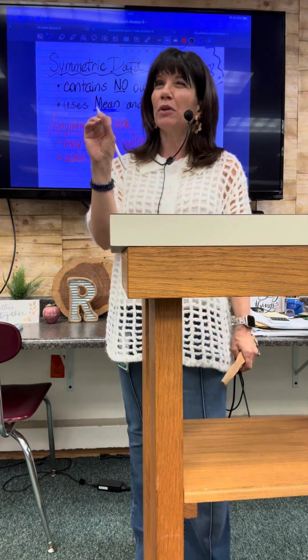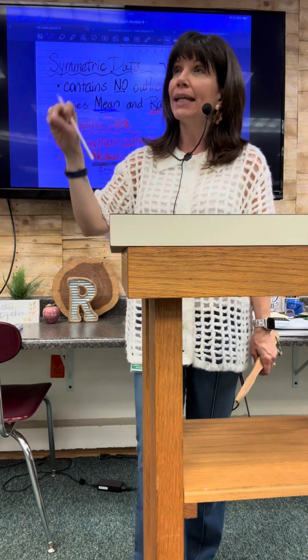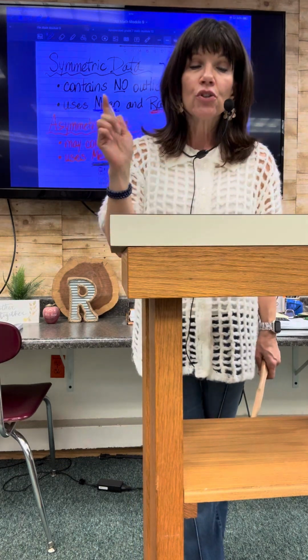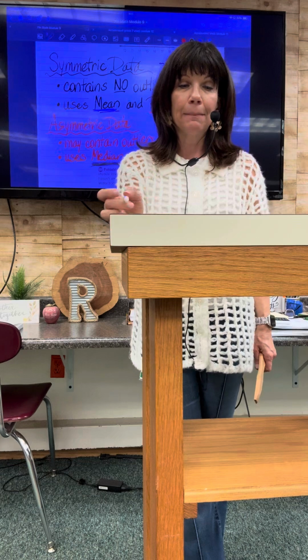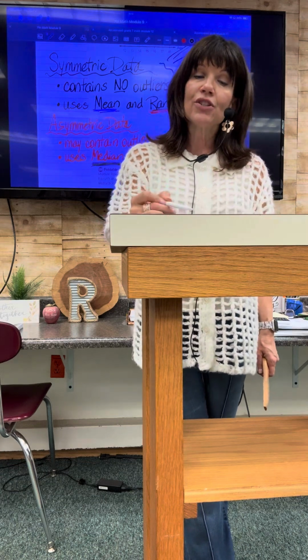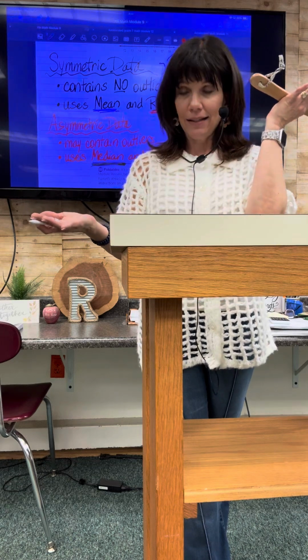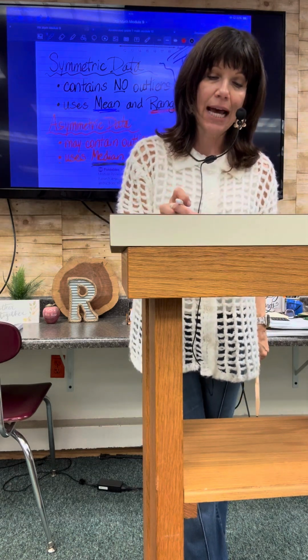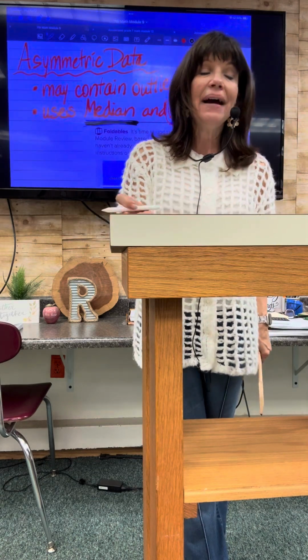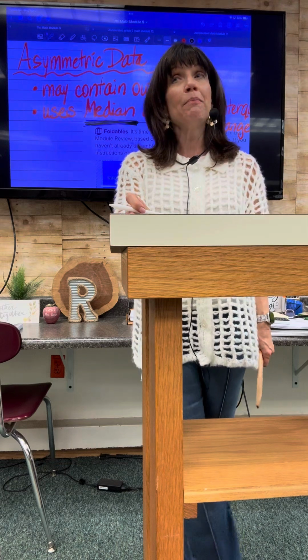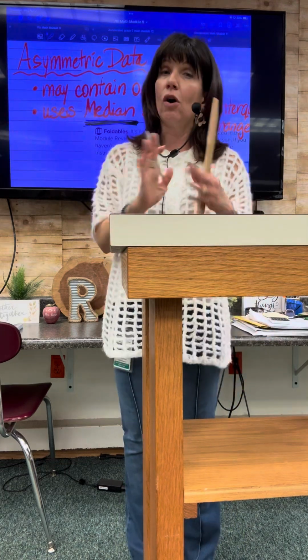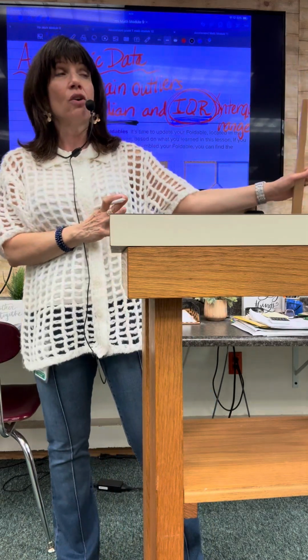Do you notice the similarity between the word middle and median? Okay? So the middle number is always the median. Also, the range is always the difference from lowest to what? Highest. All right, let's look at asymmetric data. Asymmetric data may contain outliers, so there might be a number that's way lower than all the other numbers. There might be a number that's way higher than all the other numbers.